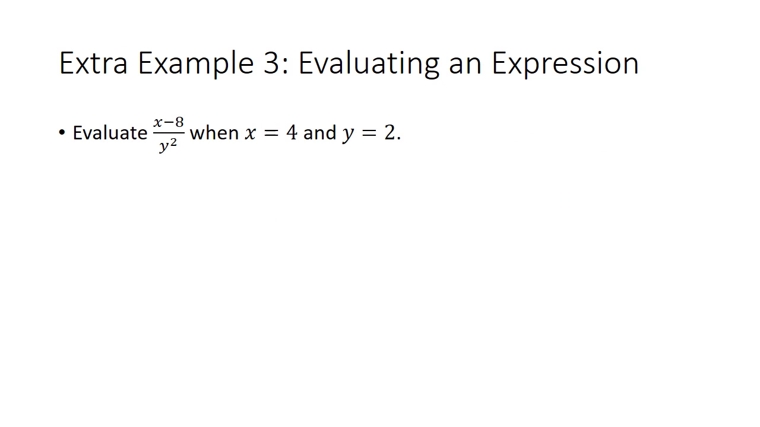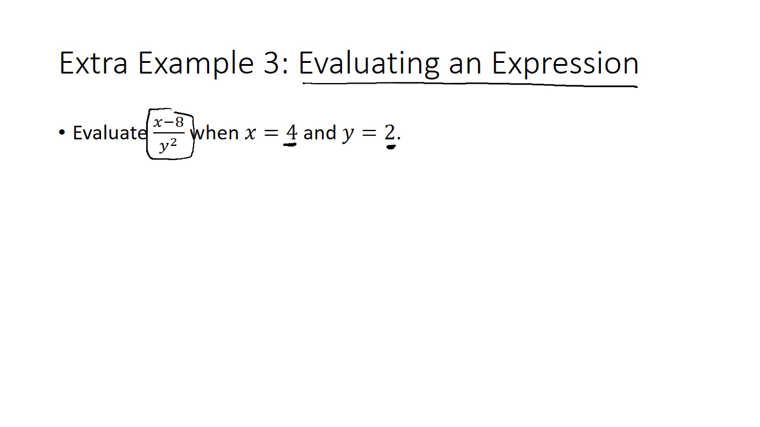So as an extra example for evaluating expressions, we're going to evaluate this expression right here. We have x minus 8 all divided by y squared. And we know that in this situation, x is going to have the value of 4 and y is going to have the value of 2. So again, we're going to replace our x's with 4s and our y's with 2s in this situation.